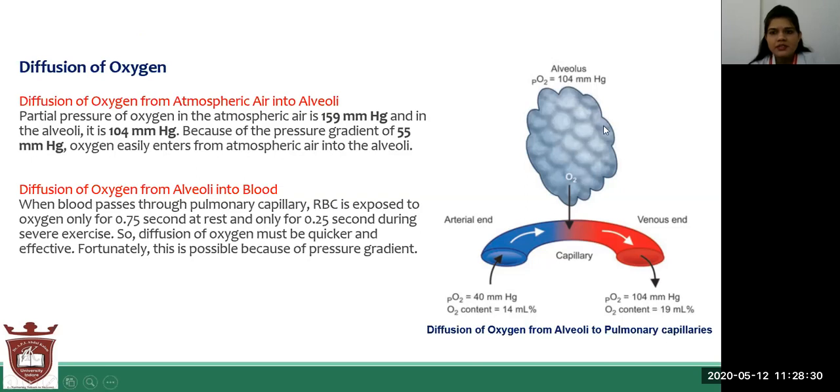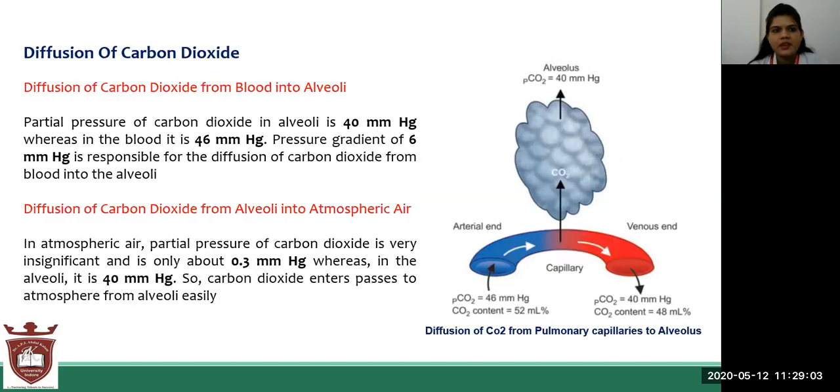Here we'll see in the alveolus the partial pressure of oxygen is 104 mmHg, whereas the partial pressure of oxygen at the arterial end is 40 mmHg. And here we'll see the oxygen content at the arterial end is 14 ml percent, whereas the oxygen content at the venous end is 19 ml percent. So the oxygen transported from the alveoli to blood means 5 ml of oxygen is transported per 100 ml of the blood. We'll see diffusion of carbon dioxide.